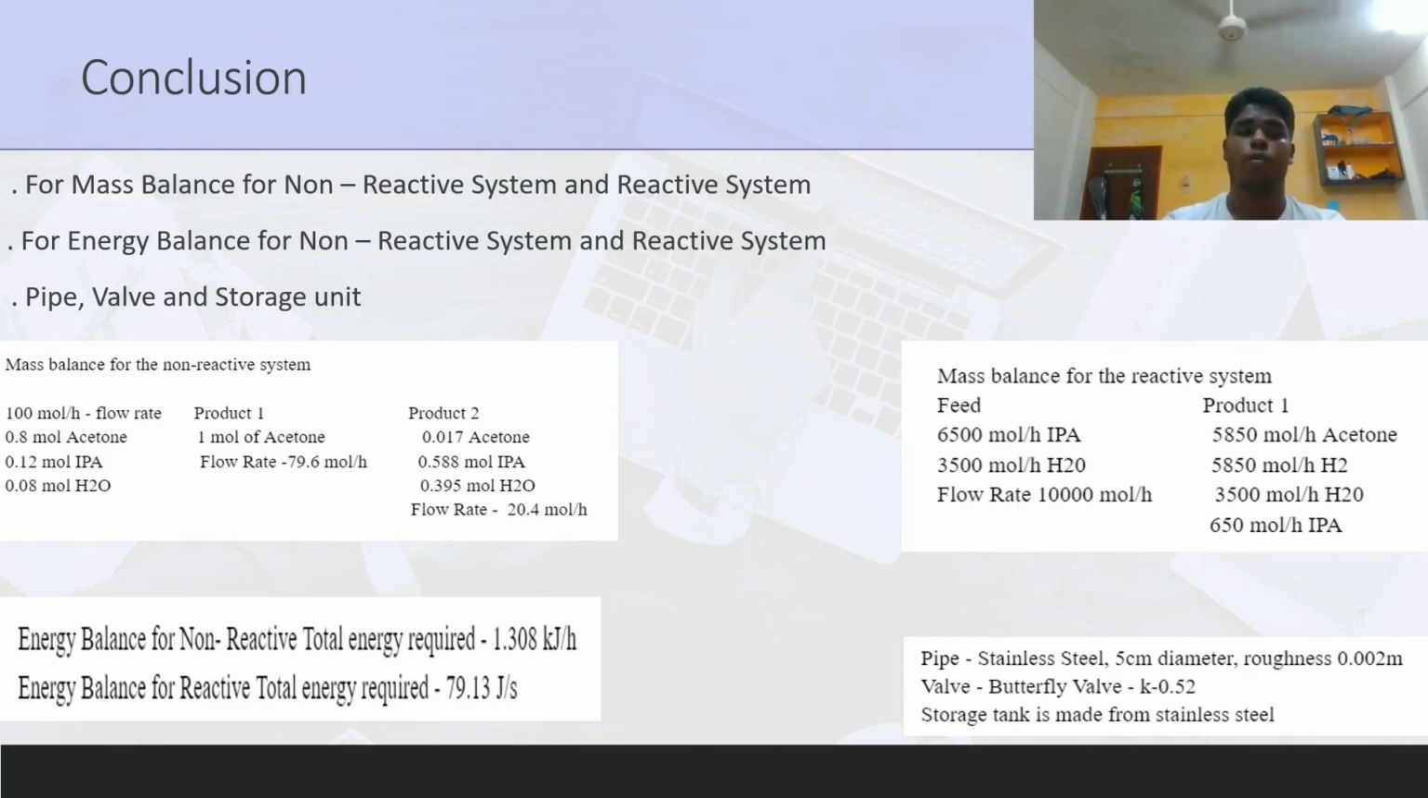Finally, we'll be talking about the pipe, valve, and storage unit. The pipe that we'll be using is a stainless steel pipe, which has a diameter of 5 cm, and the roughness is 0.002 mm. Now I'll be talking about the valve that we're using. The valve that we're using is a butterfly valve, and the K value is 0.52.